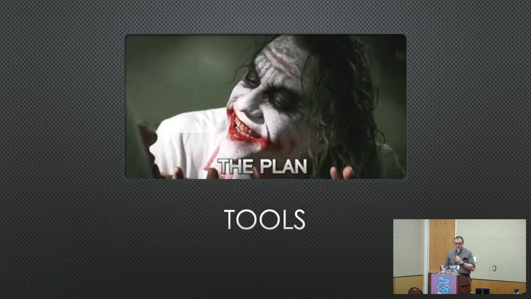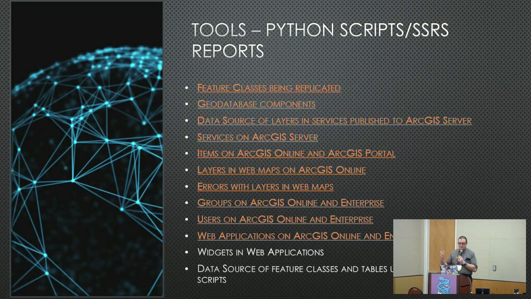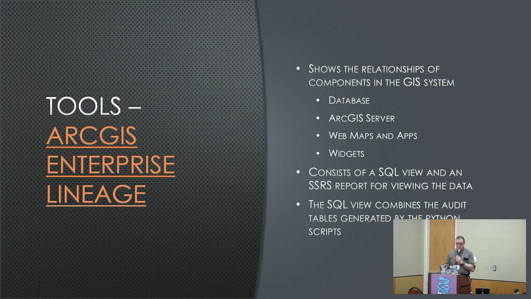And now tools are part of the audit as well, because it's all part of the plan. So these are the Python scripts that we've developed to automate the gathering of data about our system. All of these scripts are interrogating our components and generating lists that we use for the audit process. And all of those lists are pumped into the ArcGIS Enterprise lineage tool. And basically this tool brings all that data together.